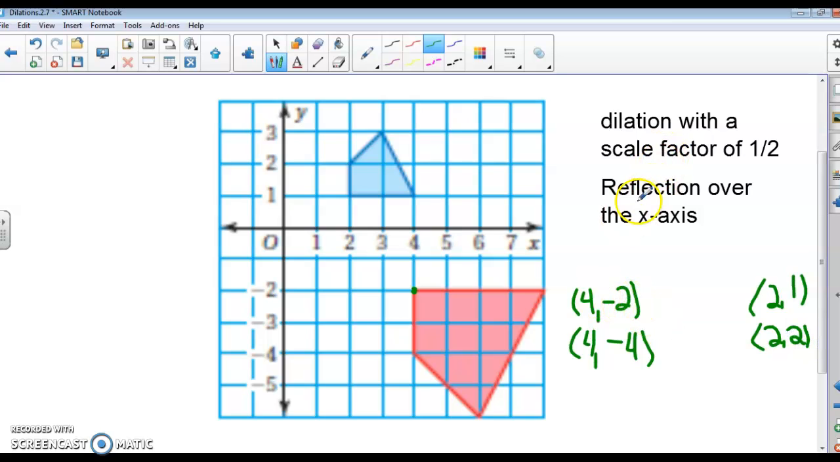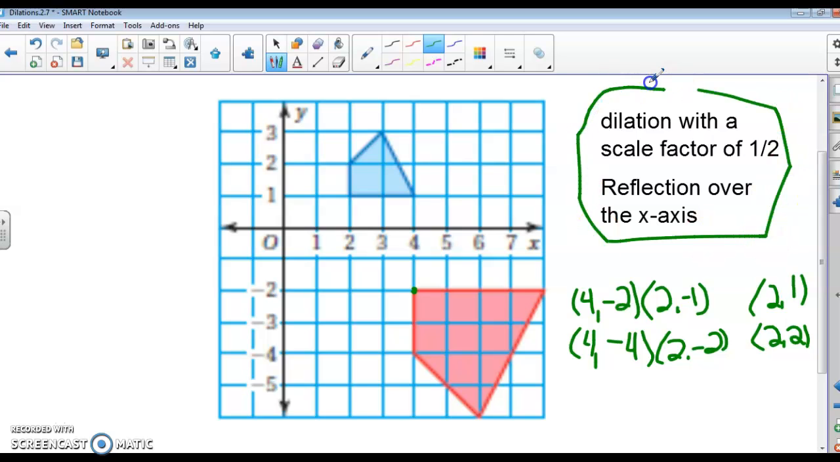So if we do a dilation with a scale factor of 1/2, that would make this into 2, negative 1. And the reflection over the x-axis would make the y value opposite, which makes it 2, 1. Okay, that works. And for this one, this would become 2, negative 2, and the reflection over the x-axis would make it 2, 2. So this is it. This is my answer, and I'm all done.